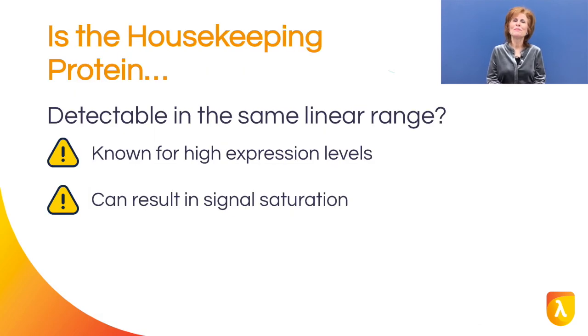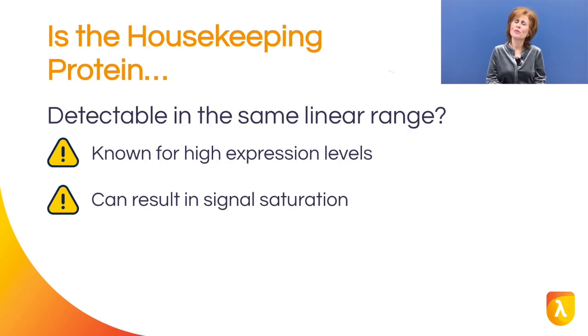Finally, can the housekeeping protein be detected in the same linear range as your target protein? Housekeeping genes are well known for high protein expression levels that can result in saturation of bands, particularly when chemiluminescent detection is used. Signal saturation is a significant and frequent problem in normalization that occurs when the signal intensity from a band is too bright for the detector to accurately record. When this occurs, signal intensity is no longer proportional to abundance.